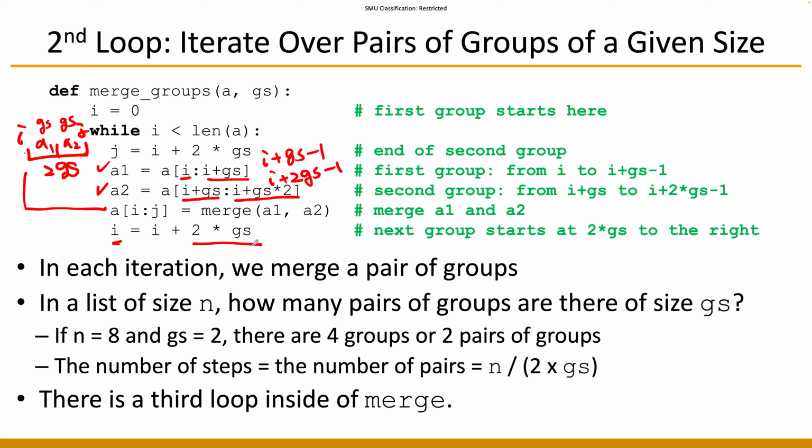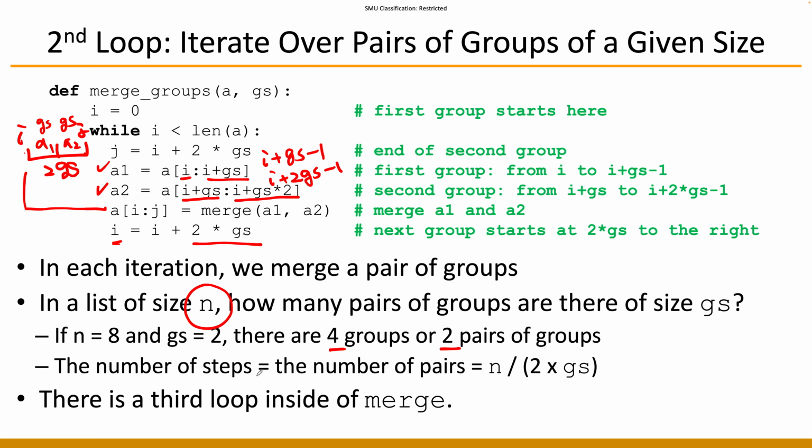So if you want to count the effort, if the size of the list is n, and then you want to find the relationship if the current group size is GS. In the case where your GS equals 2, your n equals 8, then there will be 4 groups. And then these 4 groups are the GS groups, right? But in this merge group function, we are merging 2 subgroups into one merged group, right? So in other words, you have 4 groups, but you only have 2 pairs of groups that can be merged.